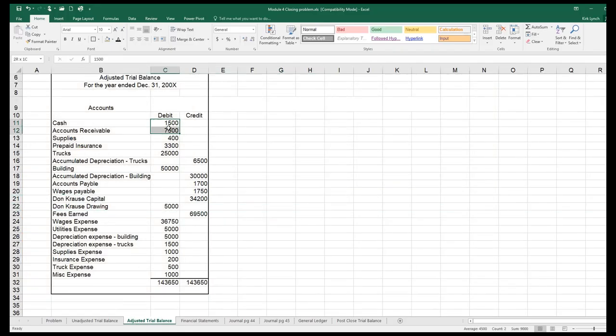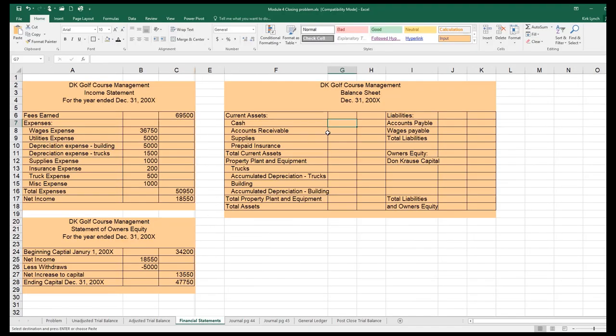So we have cash, accounts receivable, supply. So I'm just going to take these balances from the adjusted trial balance, $1,500, $7,500, $400, and $3,300, and we're going to transfer them over here to our current assets section of our balance sheet. And if we add those up, it'll give us our total current assets, and that's $12,700. Notice that that total goes in the right-hand column, and these subtotals were in the left-hand column.